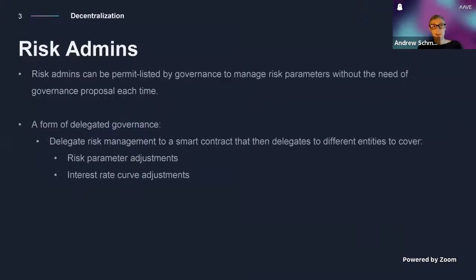And next is decentralization. So there's a number of things that the governance is now able to have. So we have risk admins, and these are basically entities that can be whitelisted in order to update the parameters of certain assets, update things like the interest rate parameters, the collateral factors, liquidation thresholds.